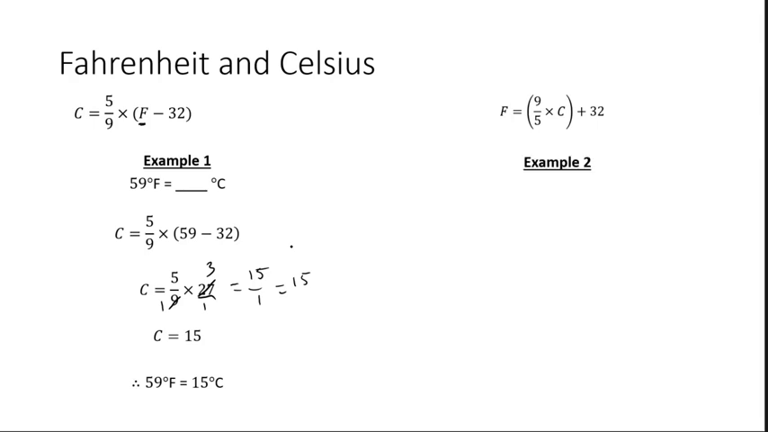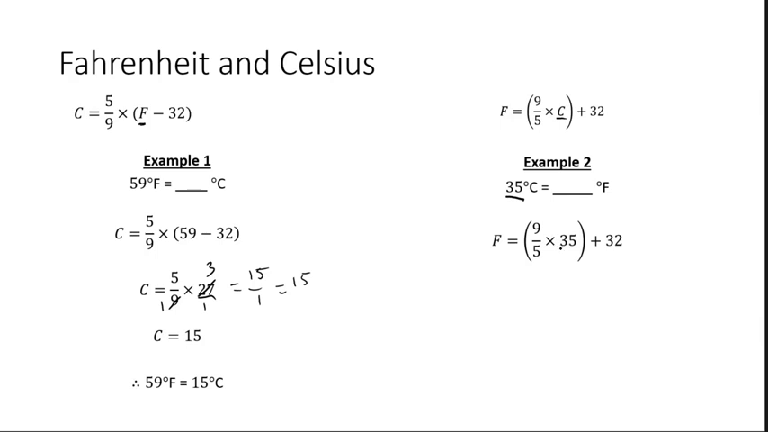Now going the other way, we have this other formula over here, where F equals 9/5 times C plus 32. For this one, we're converting 35 degrees Celsius into Fahrenheit. What we do is plug in whatever number we're converting in place of C. So we have 9/5 times 35, and then we add 32 after.